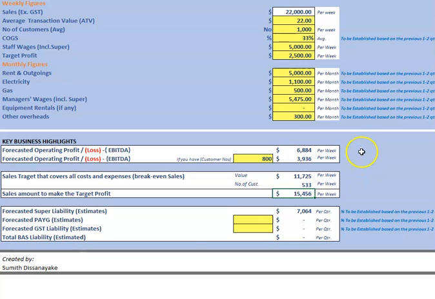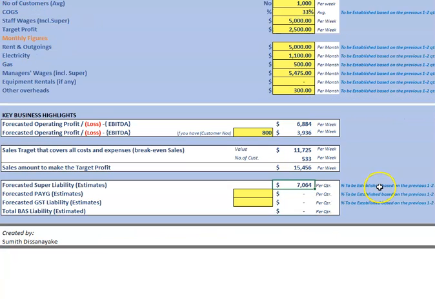Okay, next thing here, what I have done, just to give you a bit of help to be on top of your compliance and the cash flow, I have done some estimation here for you to understand what's going to be my super liability, PAYG liability, GST liability, and total BAS. It's basically the PAYG and GST that I'm assuming here.